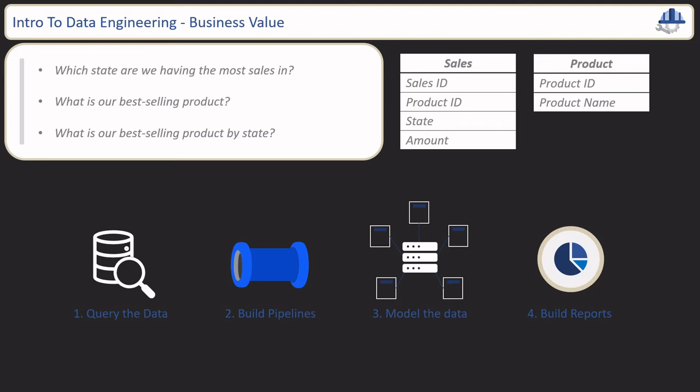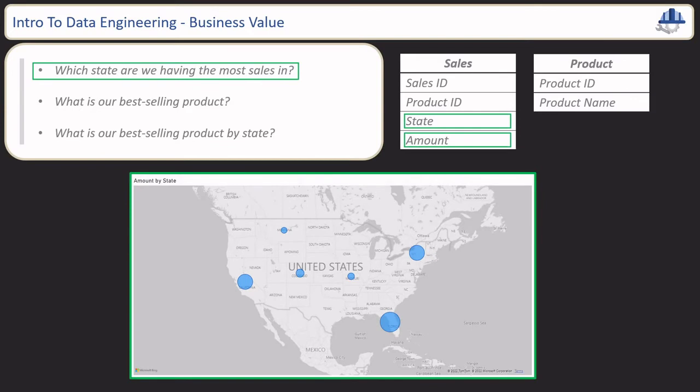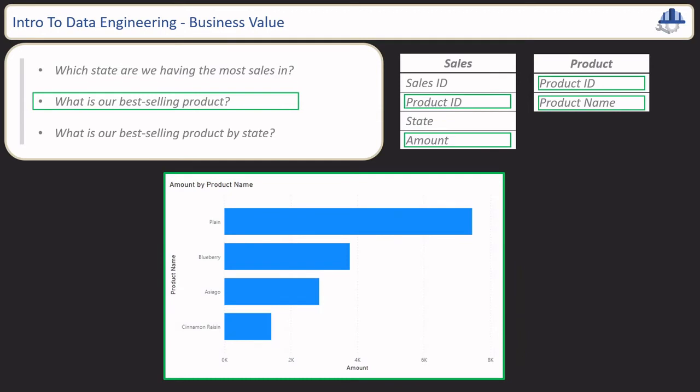Let's take a look at the following visuals that could potentially be built on top of this data. For the question, which state are we having the most sales in? We can use data from the sales table to answer this question. By using the columns state and amount, we can build this map visual and see the comparison between states. In this example, for the question, what is our best selling product? We can use data from the sales and product table to answer this question. By using the column product ID to join the data together and use the amount and product name columns, we can build this bar chart and see the comparison between products.